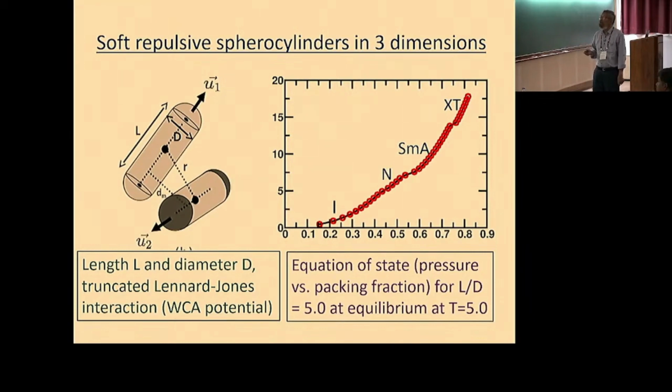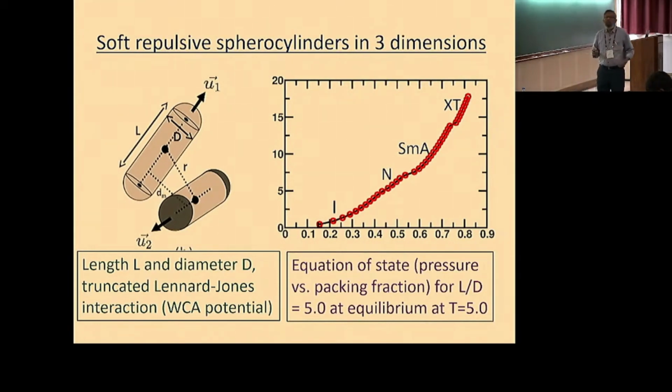So you have cylinders and then you have spherical caps at the two ends. The length of this cylinder is L, and the diameter of this spherical cap, or the diameter of the tube itself, is D. And the behavior, we'll see, depends very much on the ratio of these two lengths. And then, of course, they interact with each other, and there is a truncated Lennard-Jones interaction between these cylinders. And then there is some kind of packing fraction that tells you how many of these cylinders there are in a given volume. So these are the control parameters.